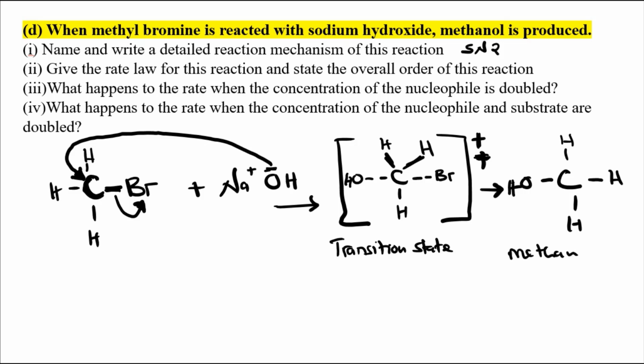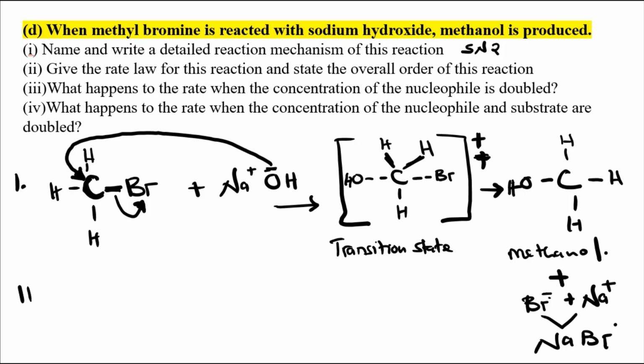This is methanol, plus the bromide that left. And we know that in the solution we've got sodium, which is this one here, the sodium that remained after the hydroxide went and attacked the substrate. These two will combine and they will form sodium bromide. Okay, so that is how the reaction is going to take place.